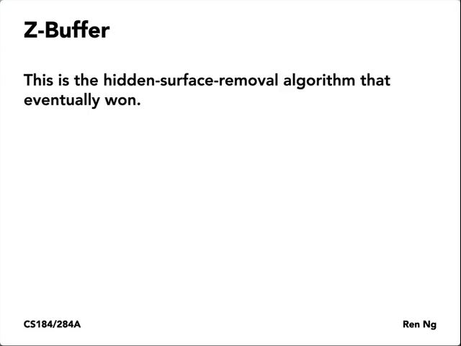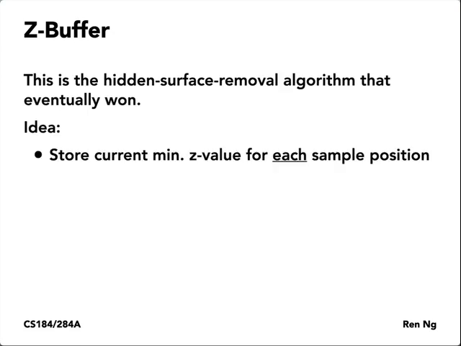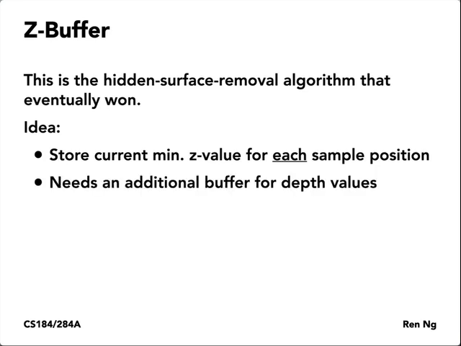Z-buffer. The idea is really simple. In the frame buffer, we'll just store the minimum Z value that's been drawn to that frame buffer location for that sample position. As we draw a lot of stuff to the screen and we want the closest one to show up, we can use the Z value in the Z buffer at that pixel location to figure out whether the latest thing we want to draw is going to appear in front of everything else or not. Okay, we'll need an additional buffer for depth values.